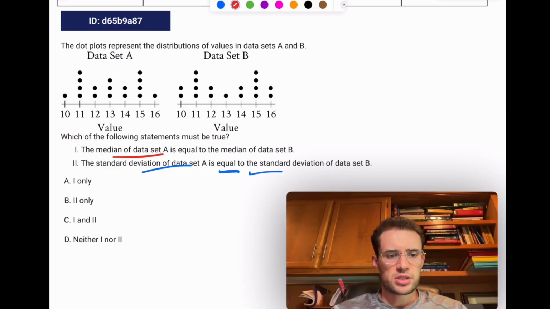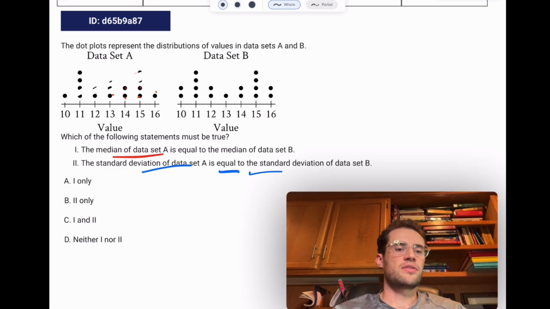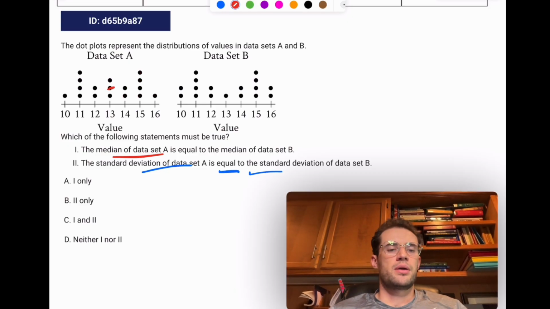Do they say how many data points there are? No, we have to count. 1, 2, 3, 4, 5, 6, 7, 8, 9, 10, 11, 12, 13, 14, 15, 16, 17. So there are 17 data points. Now it looks pretty symmetrical, so you could just figure out the middle one. We know there are 17 data points, which means 8 on the left and 8 on the right. So we're looking for the 9th data point.